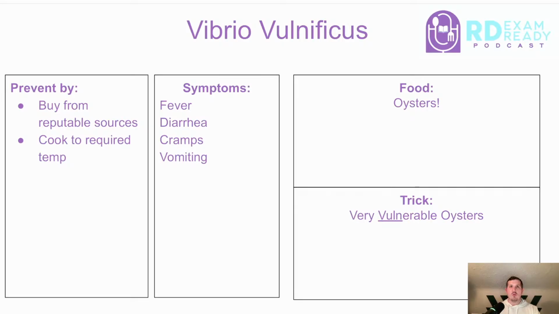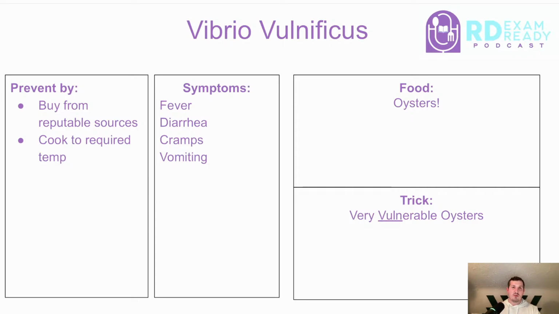Because if you buy oysters from areas or water that is contaminated, or if you buy from a not so reputable source, that's how people get Vibrio vulnificus. But if you're buying from a reputable source, more than likely it's not going to have that type of bacteria in those waters. They've already been approved, they're safe. So that's why you just want to buy from someone reputable.